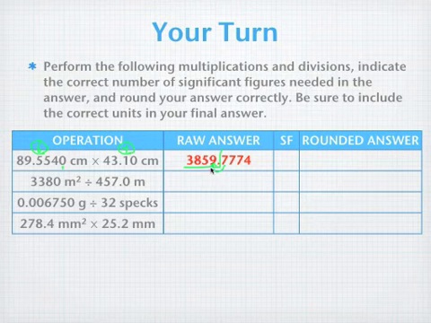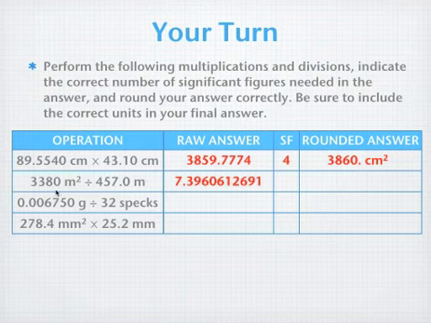The 7 rounds the 9 up. The 9, rounding up, rounds the 5 up. We have 4 significant figures, and we're going to round this to 3860 with that decimal point, centimeters squared. You could also have said 3.860 times 10 to the third centimeters squared. In our second number, we have another division. This is like taking an area and dividing it by the length to find the width.